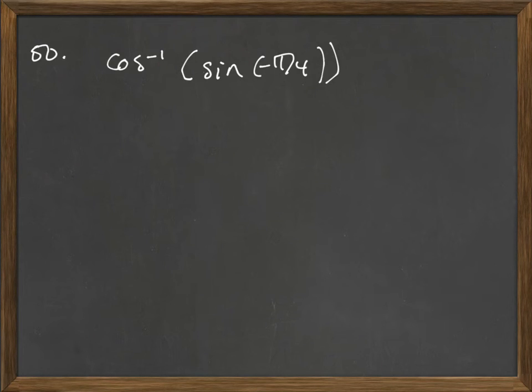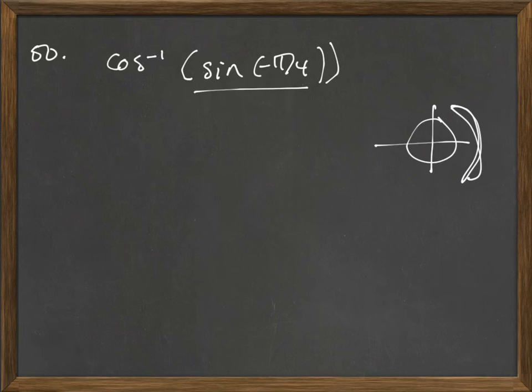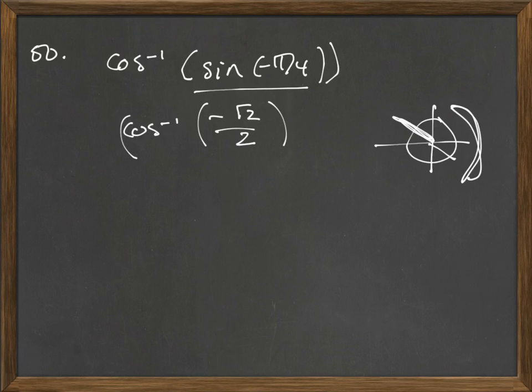And 50, we have the sine of -pi/4, and sine is from here to here. So the sine of -pi/4 is -√2/2. So where is cosine in its domain? -√2/2. It would be in this, because cosine's domain is the top half. So that would be right here, this one. So that would be 3pi/4.